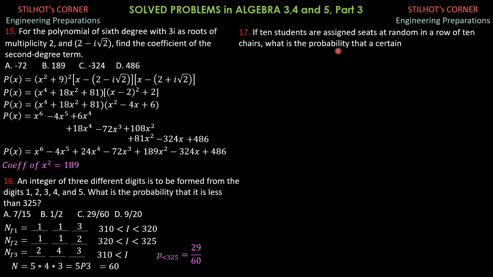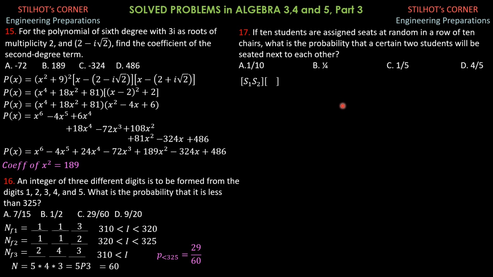If 10 students are assigned seats at random in a row of 10 chairs, what is the probability that a certain 2 students will be seated next to each other? So this is permutations by group. So let's group the first 2 students, then the rest of the students will have 1 member each. So 2, 4, 6, 8. There are 9 groups.